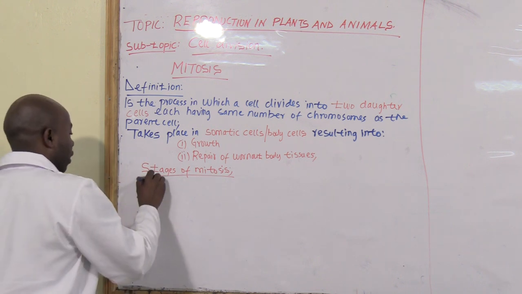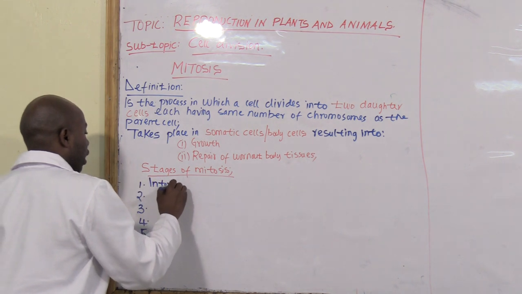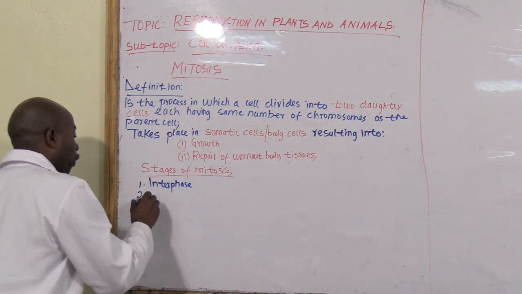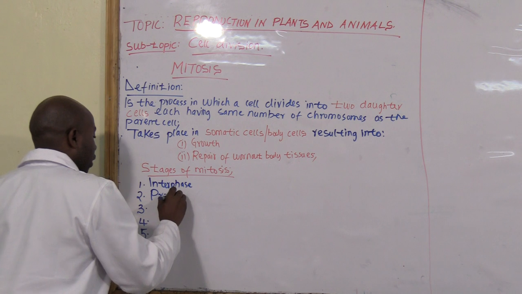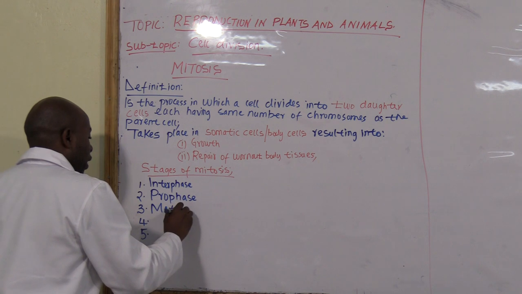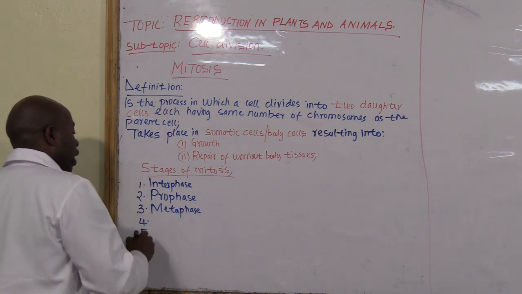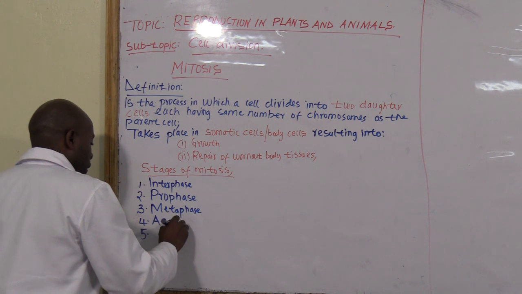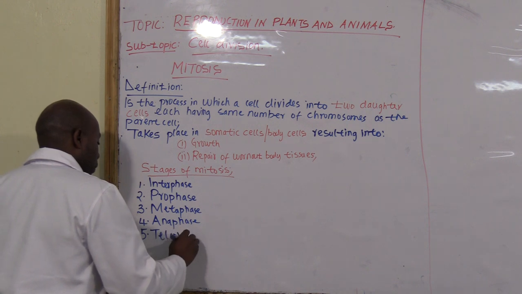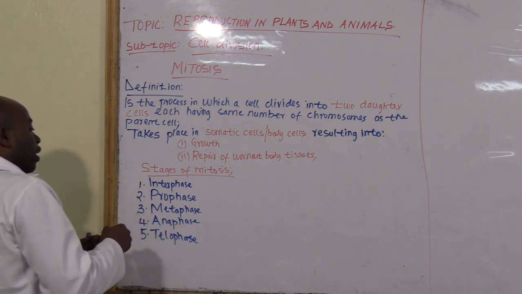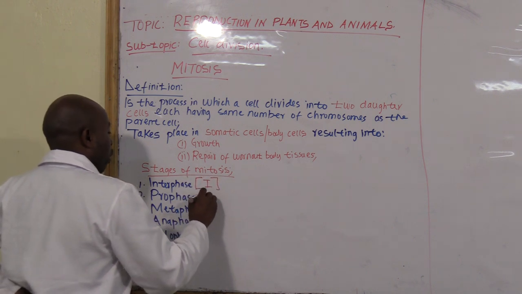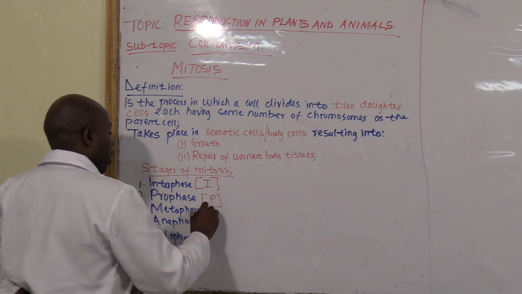So we have interphase. The first stage of cell division is called interphase. Interphase is followed by prophase. Then we have metaphase, and then anaphase. And finally we have telophase. These are very easy steps. You can use the first letters to come up with a formula to remember how these stages follow each other.